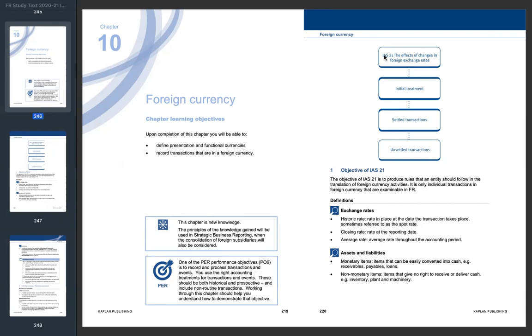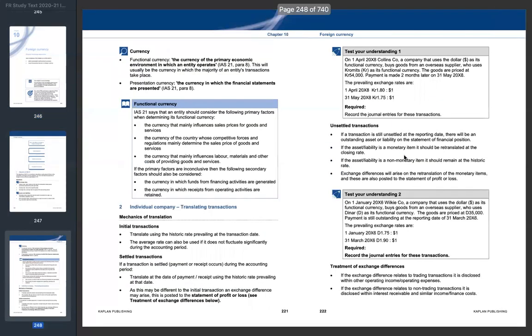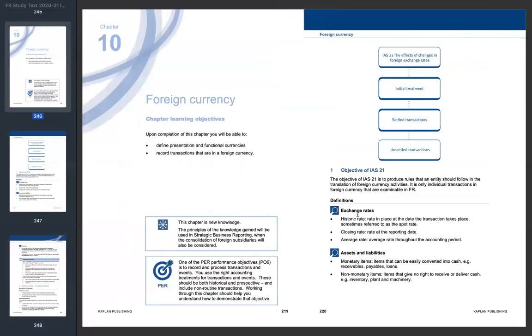We're going to come across IAS 21 in this chapter, that is the effects of changes in foreign exchange rates. That is what I explained here. There's going to be an initial treatment, settled transactions and unsettled transactions. Also there are certain definitions mentioned here. There is one historic rate, one closing rate, and one average rate.